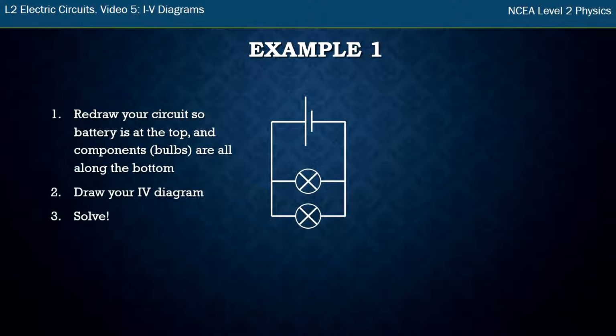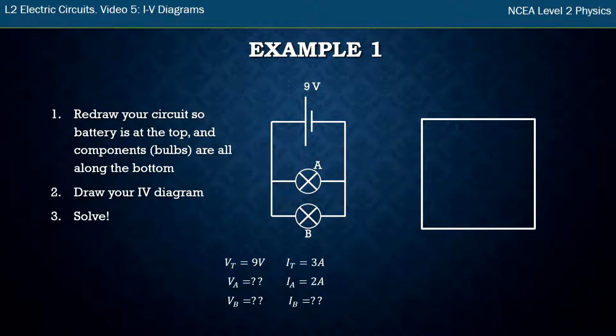Here's a circuit, a parallel circuit. This one already has the battery at the top and all the components along the bottom. Let's say in this question we've been given a whole bunch of information and some information is missing as well. With our IV diagram we draw a box, and we label the height I and across the top V. That's where the IV comes from: I for current, V for voltage.